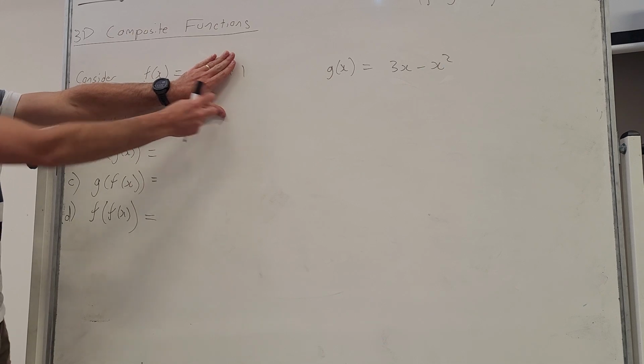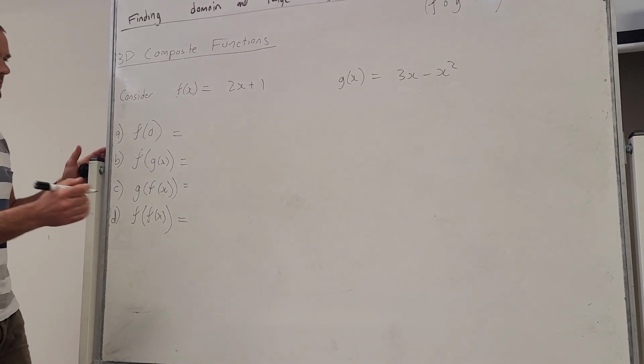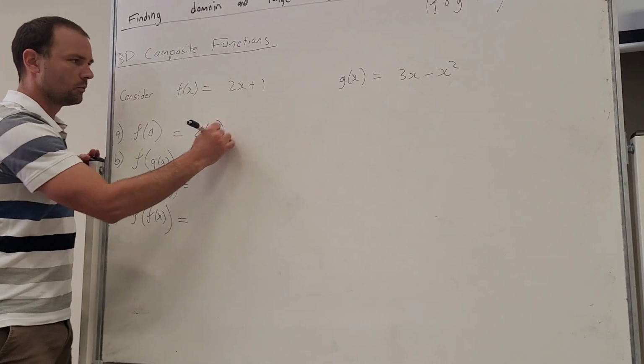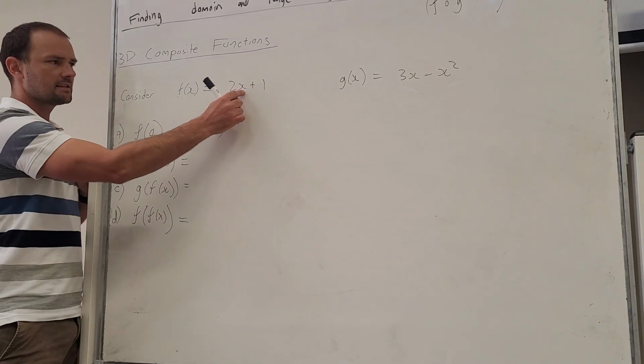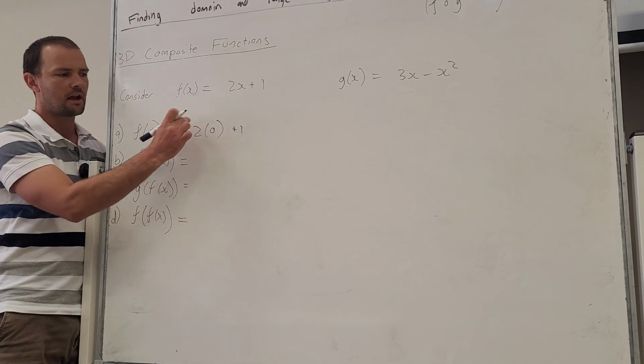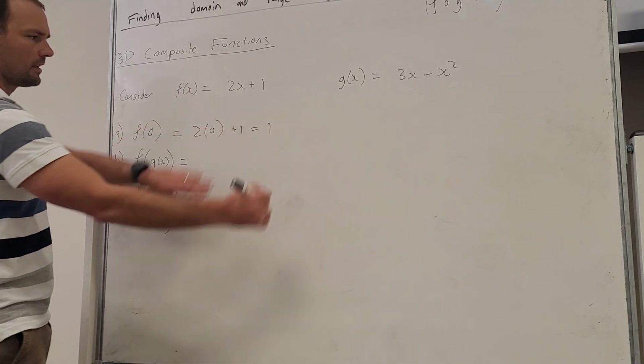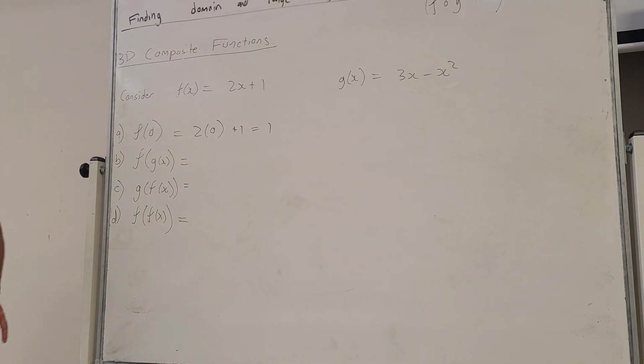Alright, that was function notation. We did that in 3b. What we're doing in composite functions, so maybe I'll write that out. We put 0 where the x is. That's going to be the function when we have 0 where the x is, and that means 2 times 0, which is 0 plus 1. The answer is 1. Okay.